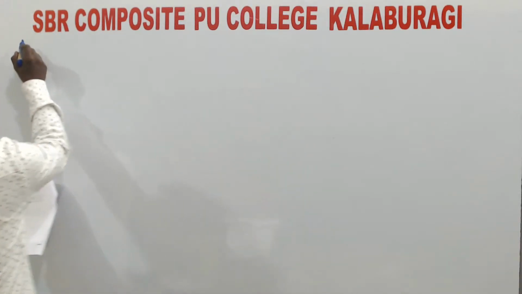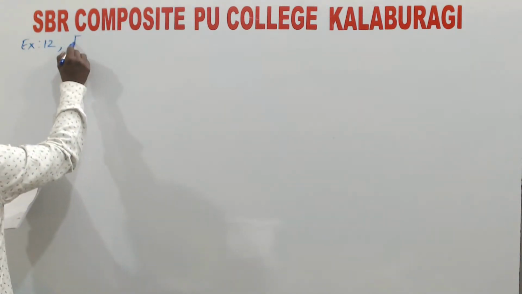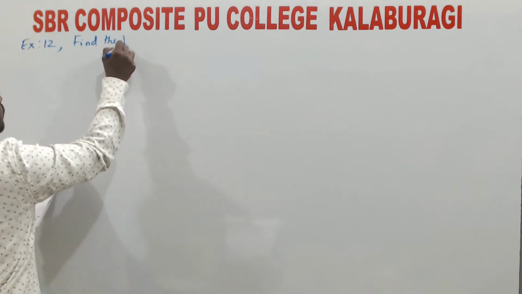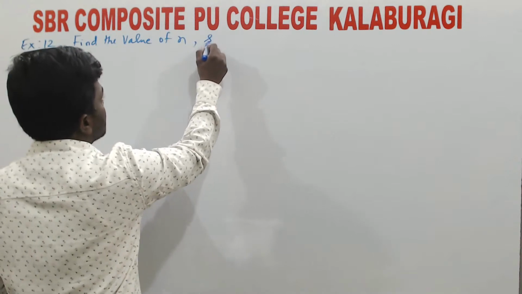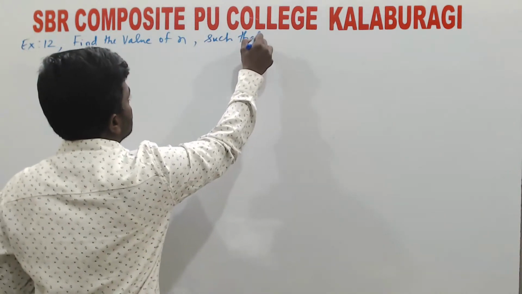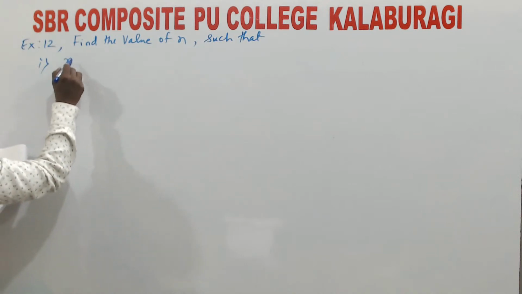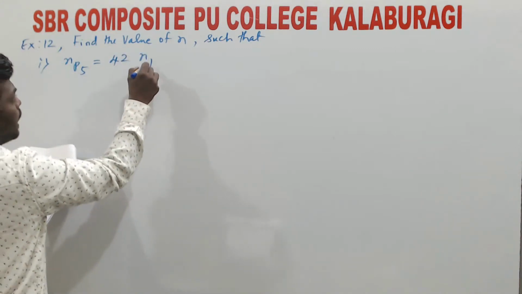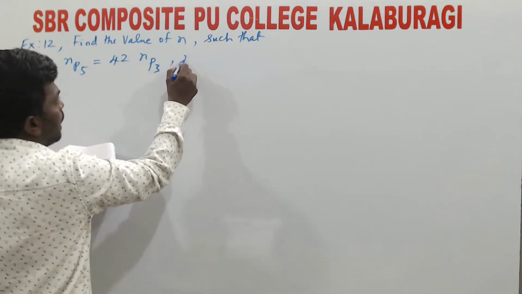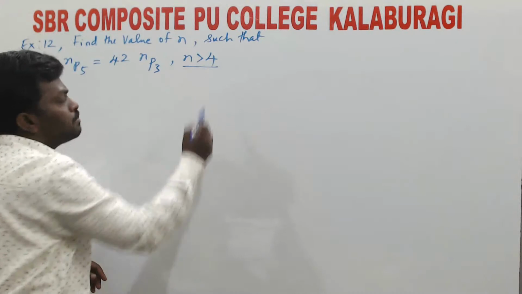Example 12. Find the value of n such that, so the first one in the 12th example, first bit: nP5 is equal to 42 times nP3, and n should be greater than 4 only. So this is important here.